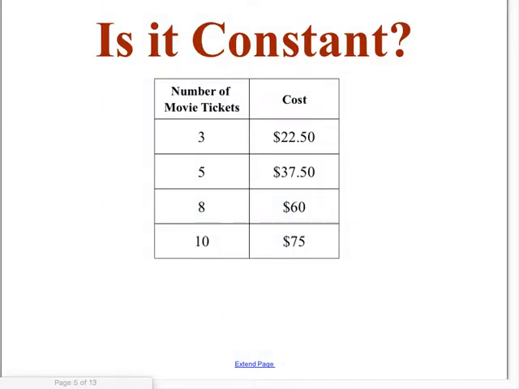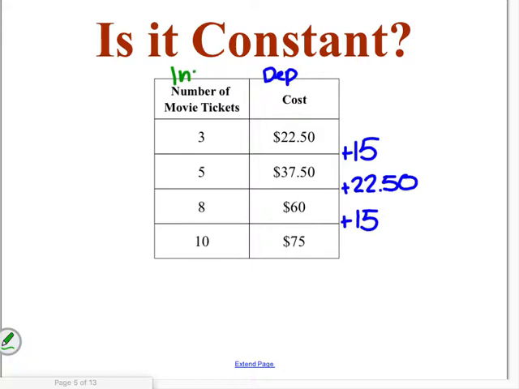First thing we're going to talk about is that rate of change. So, the first type of problems we'll look at is asking you, are these rates of change constant? Easiest way to do that is to look at the dependent change versus the independent change. So we're seeing how much we are going up by from the dependent values first. So our results. So the first one we're going up by 15. Second one we went up by 22.50, and the last one we went up by 15. Checking on our independent changes, we went up by 2, up by 3, and up by 2 again.